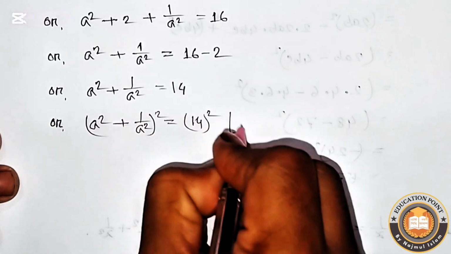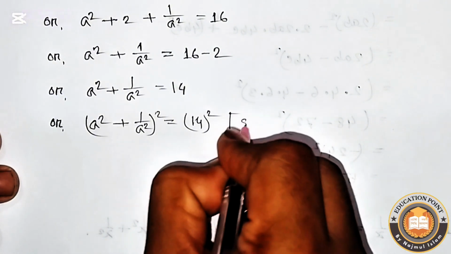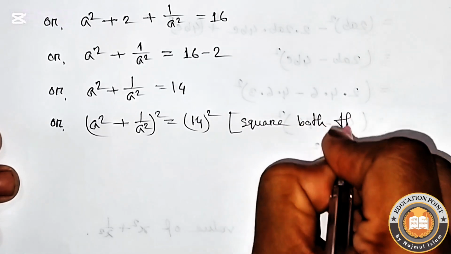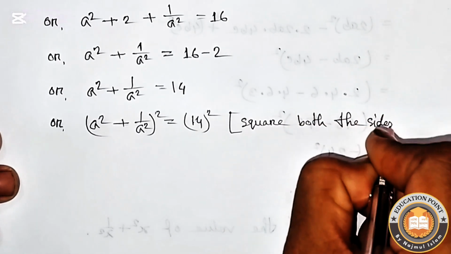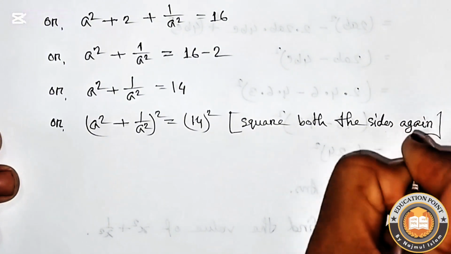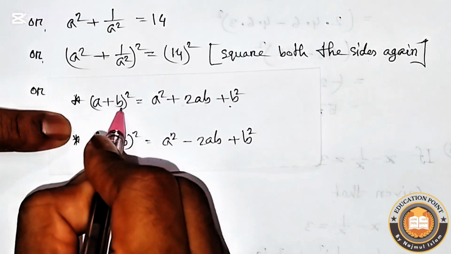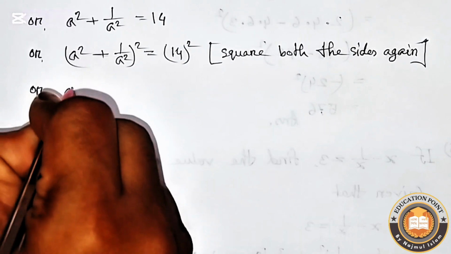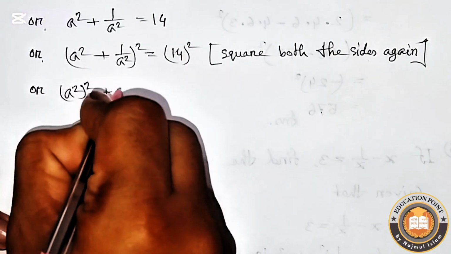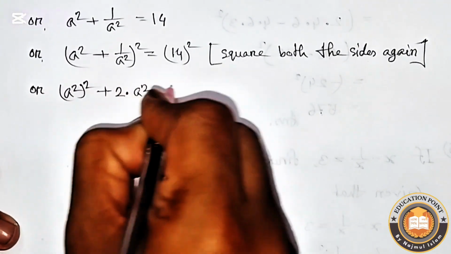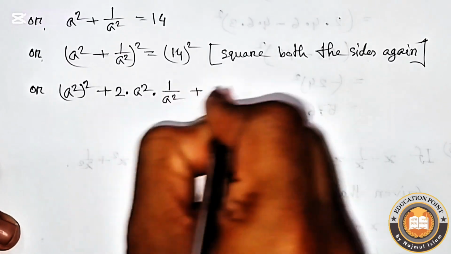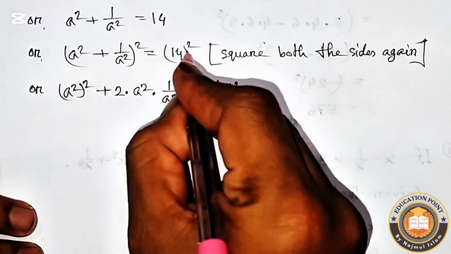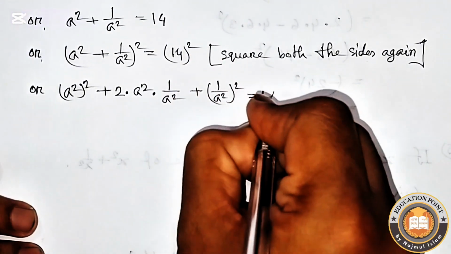Now a² plus 1 by a² equals 14. Squaring both sides again. Here we will apply the formula of (a plus b) whole square, that means a² plus 2ab plus b². Here a² means (a²)², plus 2 into a² into 1 by a², plus b² means (1 by a²) whole square. The square value of 14 equals 196.